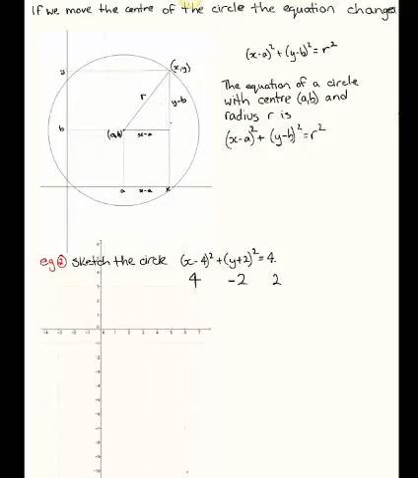So looking at this axis, we know that our centre is at the point (4, -2), so mark that in.